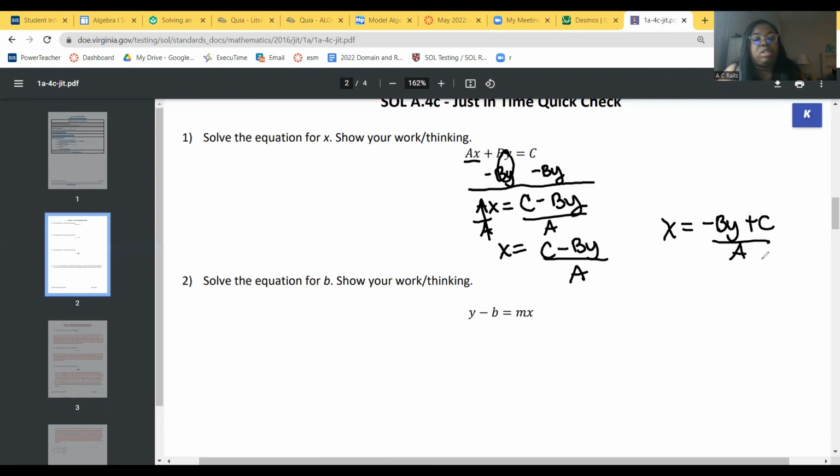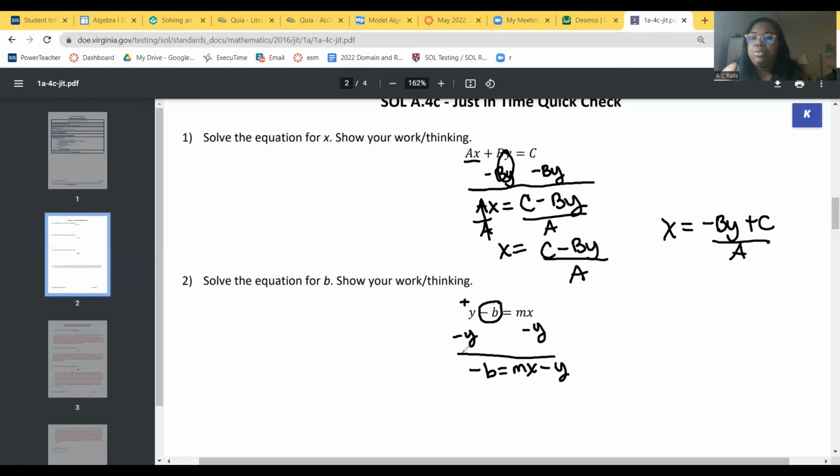Let's look at number 2. Number 2, your task is to solve for b. So b is not on the side by itself, it's connected to y. This is a positive y, so your first step would be to subtract y. Then you end up with negative b is equal to mx minus y. Well, we're not interested in negative b. We're interested in what positive b is. So how do you do that?